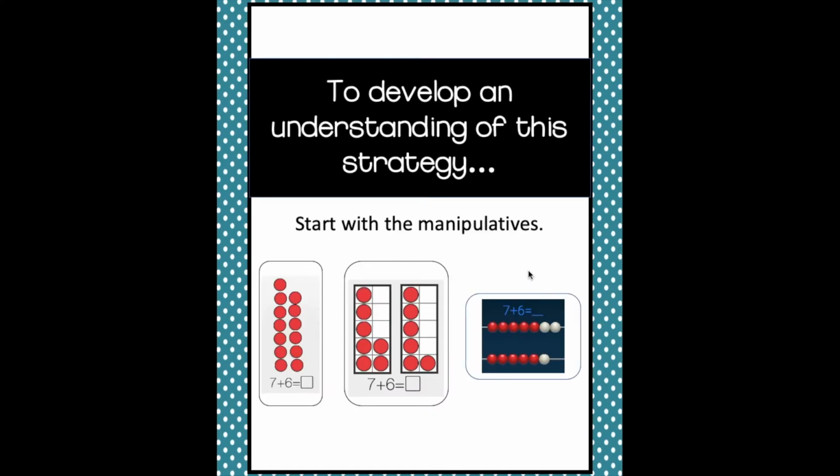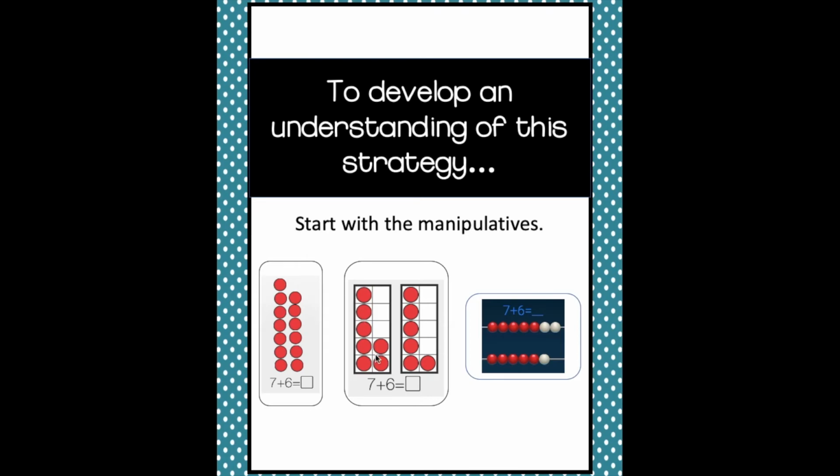To develop an understanding of this strategy or any strategy, you always want to start with the manipulatives. So in this example, I just used some circles as manipulatives, but you might want to use bingo chips if you have them at home. You could cut out pieces of paper, whatever you have at home that you can use. You can see that 7 plus 6, we've got a line of 7, we've got a line of 6. Now we can either double the smaller addend and add that one, or we can double the larger addend and subtract this one.